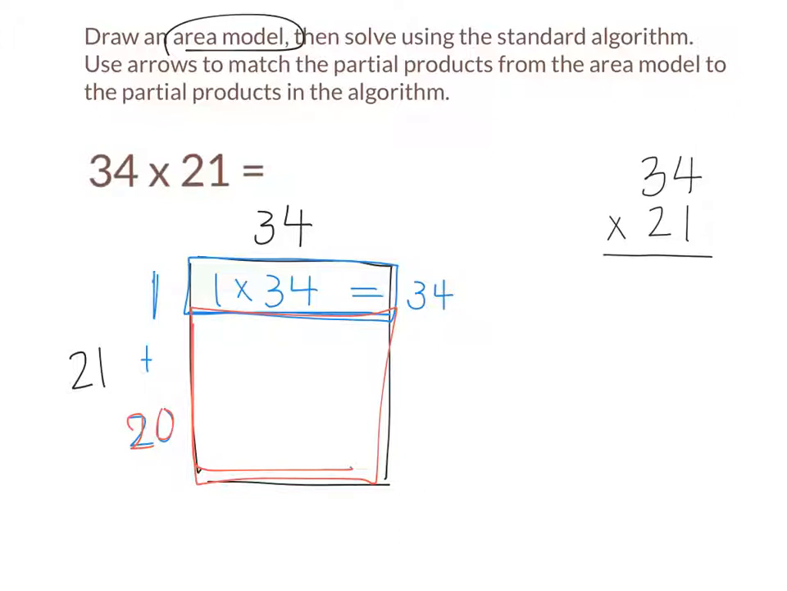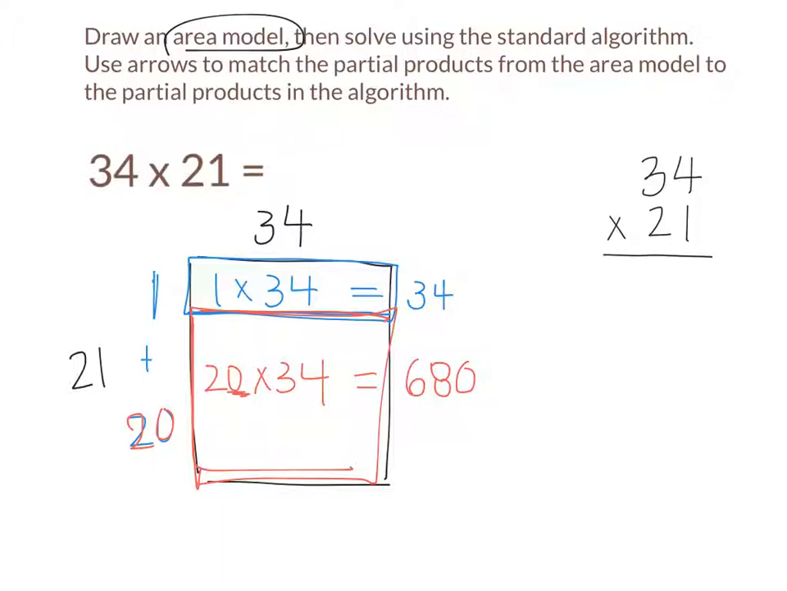Okay. Now, how do I find the area of this bottom part? It's 20 times 34. So 20 times 34. Now, we have a multiple of 10, don't we? So we can ignore this 0 for now, and we could do 2 times 34. What's 2 times 30? 60. What's 2 times 4? So what's 2 times 34? And then we had how many multiples of 10? So 680. 34 and 680 are both the partial products, aren't they?